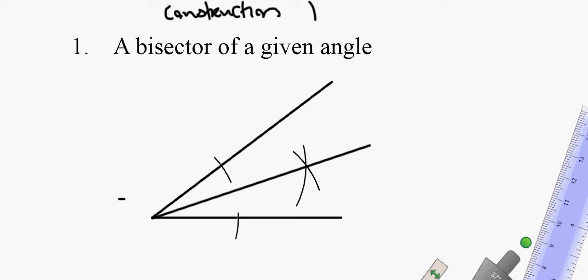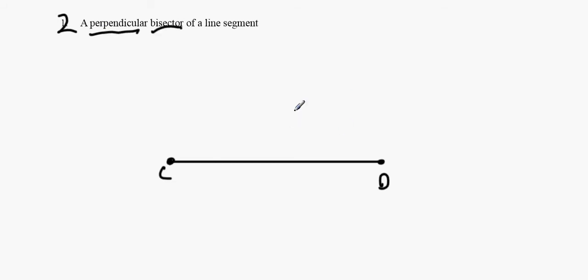Now construction number 2 is the perpendicular bisector of a line segment. So what we're going to do is start off with a line segment. So a line segment is a piece of line, okay? So we're going to have a line segment, we call it C to D. C to D. This is a line segment. And what we want to do is draw a line that goes at 90 degrees. It's perpendicular. And bisect means it cuts it in half.